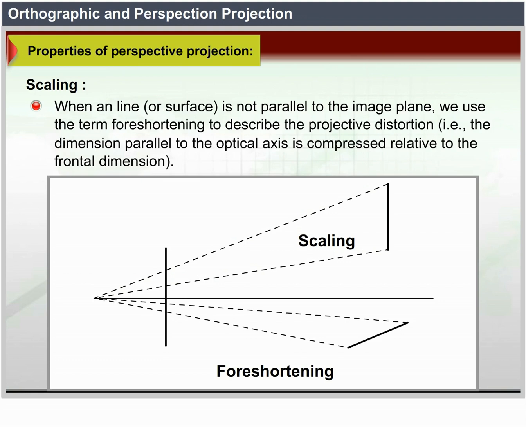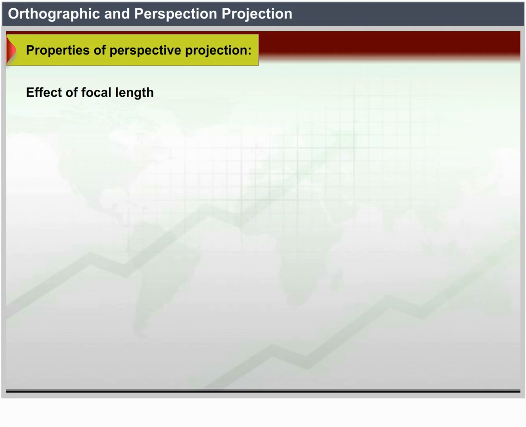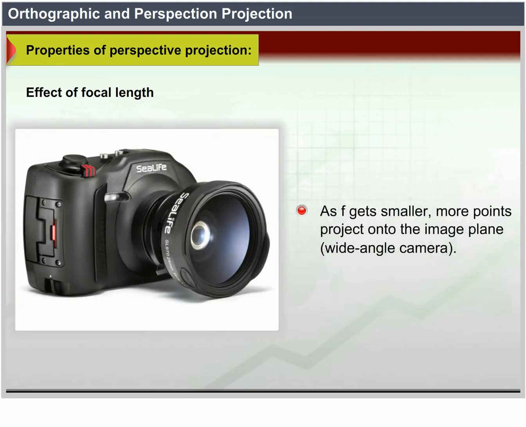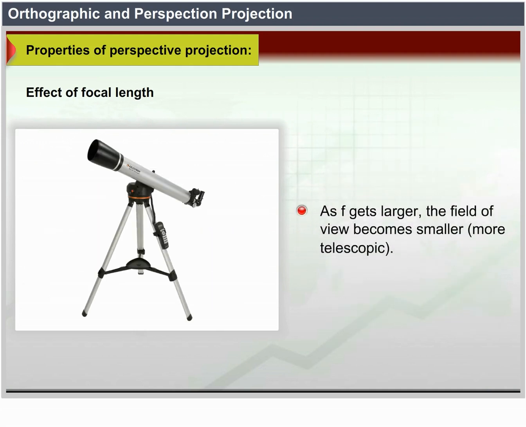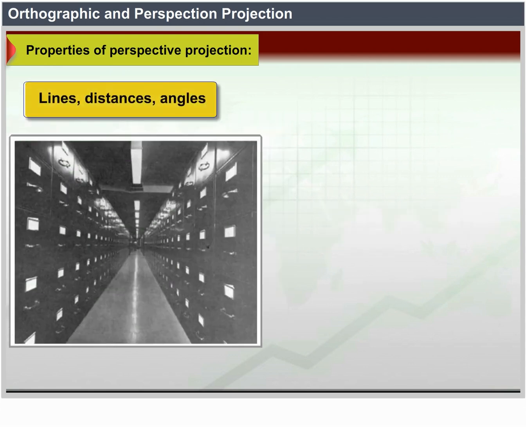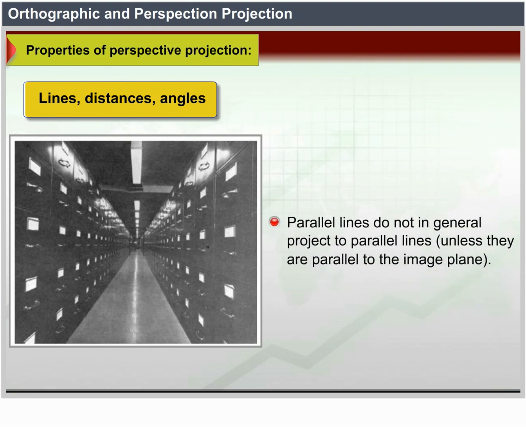Effect of focal length. As f gets smaller, more points project onto the image plane, giving a wide-angle camera. As f gets larger, the field of view becomes smaller, more telescopic. Lines, distances, angles. Lines in 3D project to lines in 2D. Distances and angles are not preserved. Parallel lines do not in general project to parallel lines unless they are parallel to the image plane.